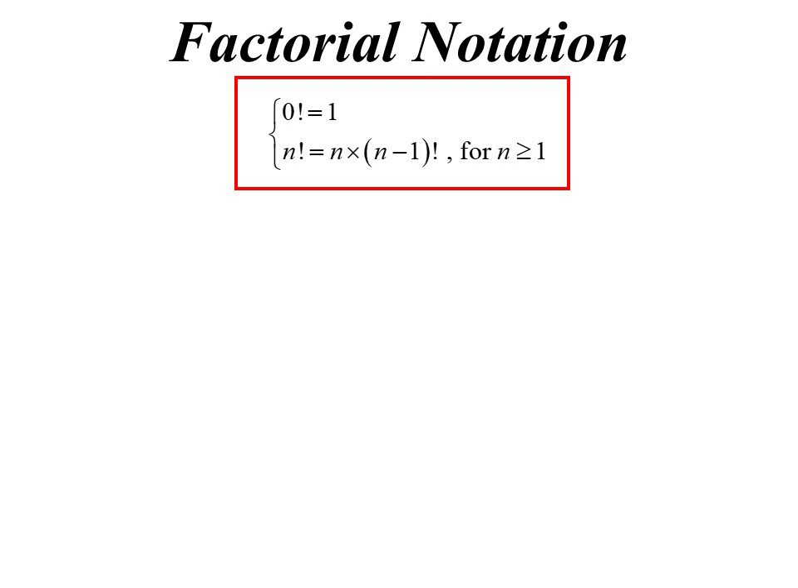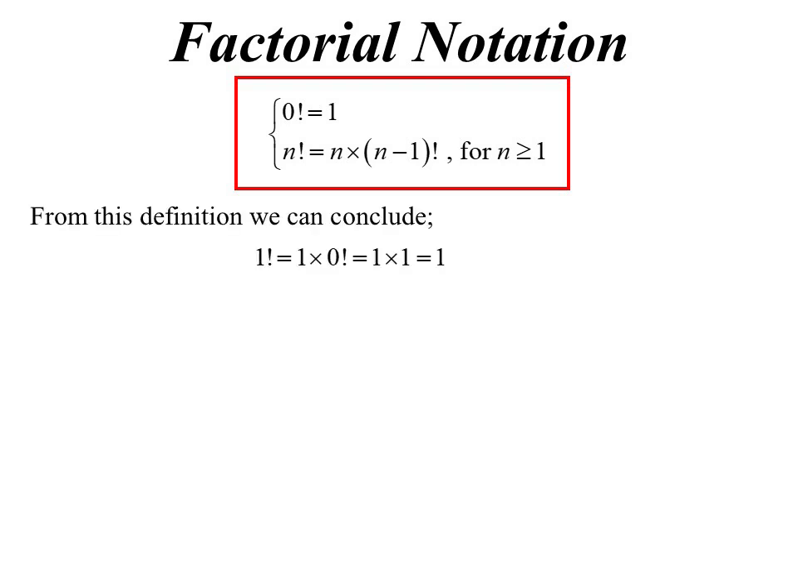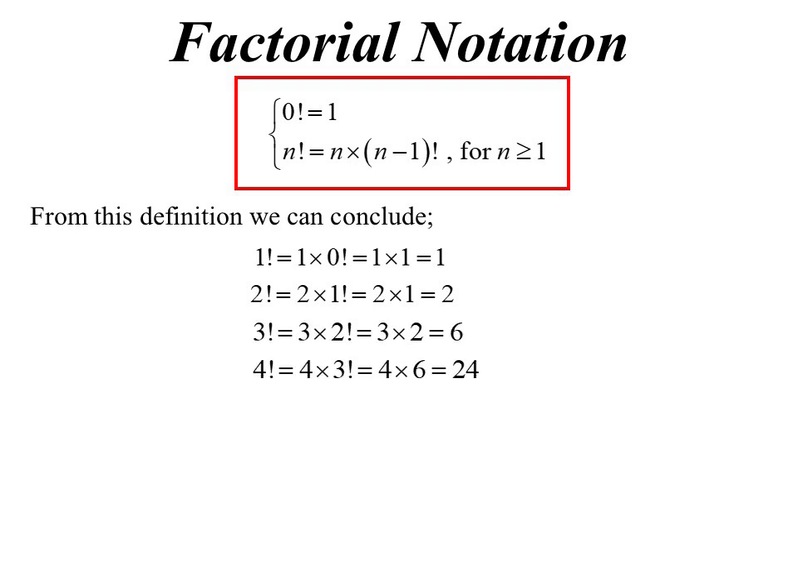So what can we conclude from that? Well, 1 factorial then must be 1 times 0 factorial, which we've defined to be 1, so 1 factorial is 1. 2 factorial becomes 2 times 1 factorial. 2 times 1 is 2. 3 factorial is 3 times 2 factorial. 3 times 2 is 6. 4 factorial, and so on and so on and so on.